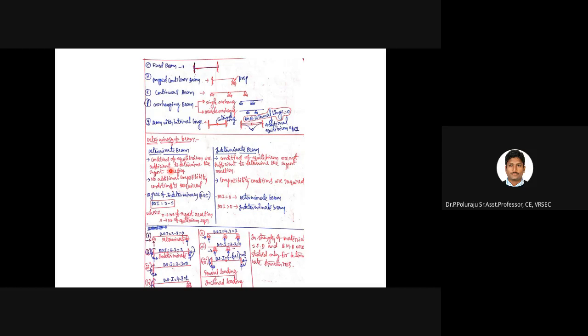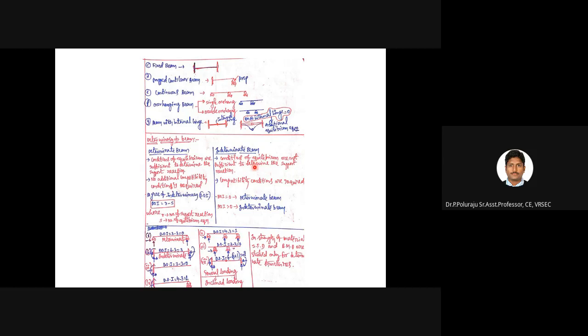In a determinate beam, conditions of equilibrium are sufficient to determine the support reactions. What are those? Summation of Fx equals 0, summation of Fy equals 0, and summation of moment at any point equals 0. Those are the equations of equilibrium, and they are sufficient to analyze this kind of beam. No additional compatibility condition is required for this type of beam. Degree of indeterminacy DOI equals R minus S, where R equals the number of support reactions and S equals the number of equilibrium equations.